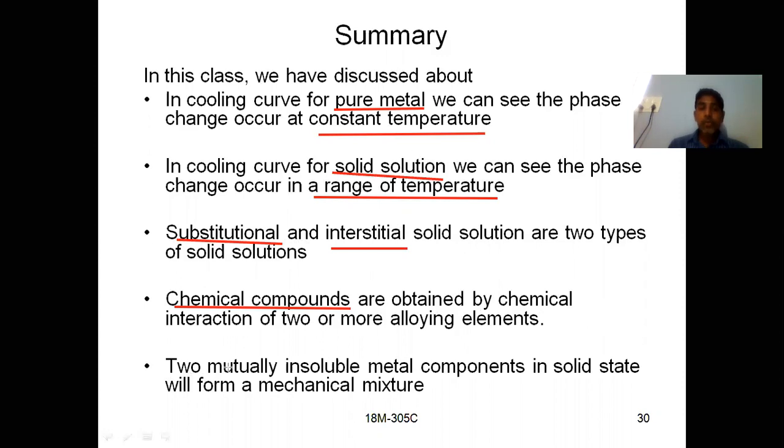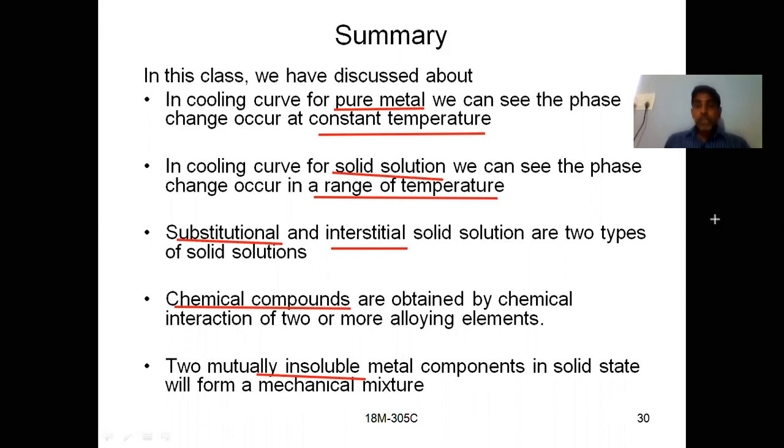And when we go for two mutually insoluble metals, they will form a mechanical mixture. They are not soluble and they are not chemically bonded, so they will form a mechanical mixture. So these are the things we have discussed in this session. Here they are insoluble. You should understand this one. Okay.